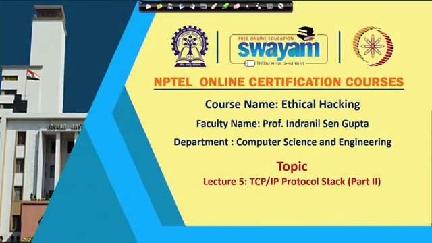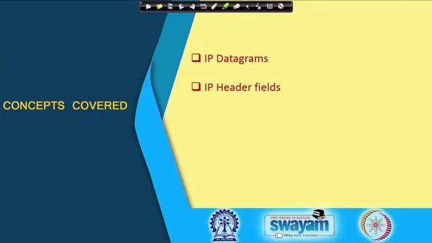So, we continue with our discussion on the TCP/IP protocol stack. This is the second part of the lecture on TCP/IP protocol stack. Recall, in our previous lecture we talked about the overall TCP/IP protocol stack architecture, what the different family members in the TCP/IP are, notably TCP, UDP and IP. Now, in this lecture we shall specifically be looking at some details about the IP packets, the IP formats, the IP header fields and so on.